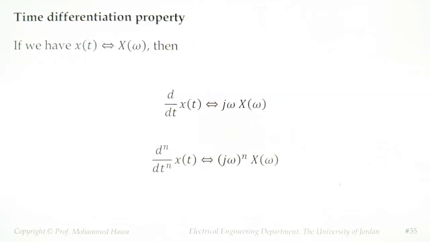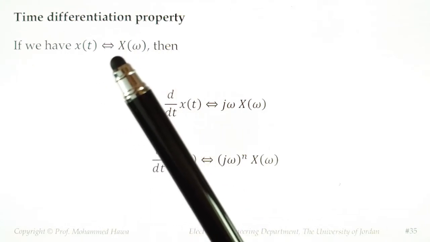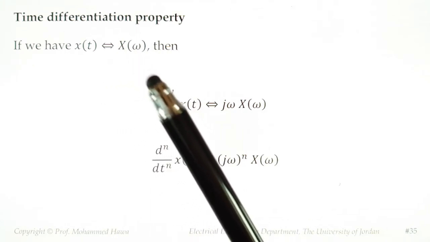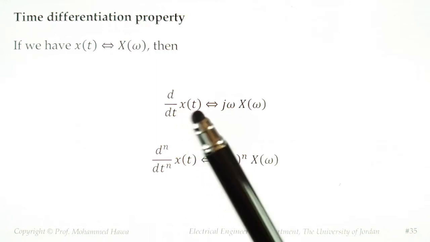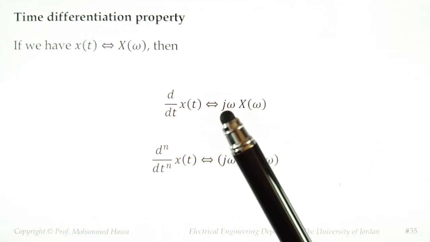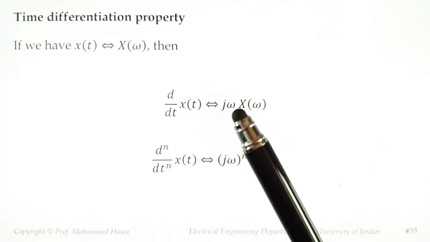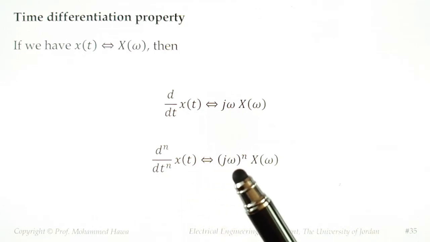The last two properties are differentiation and integration. In the time differentiation property, if you have x of t with Fourier transform X of omega and you find the derivative of x of t with respect to time, then the Fourier transform of the derivative is X of omega multiplied by j omega. And you could do the derivative n times, you'll multiply by j omega n times.